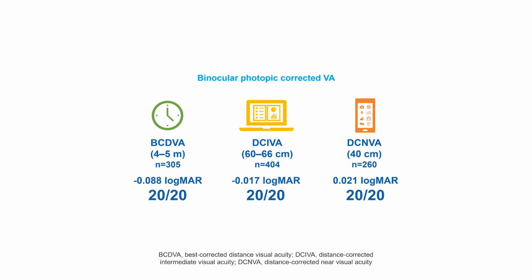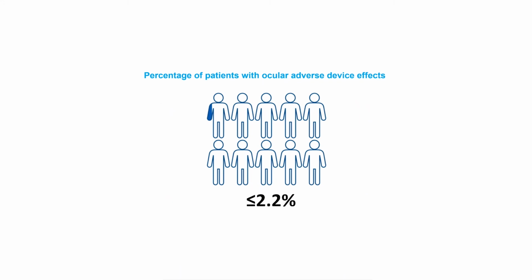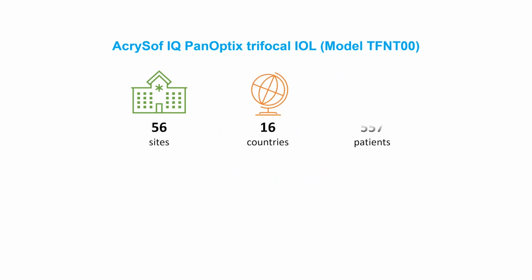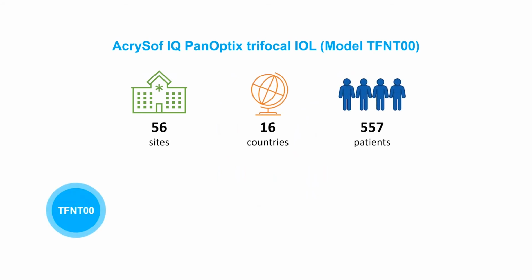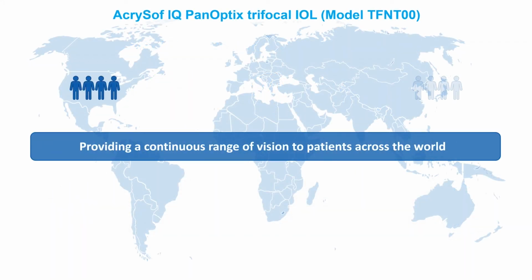In addition, TFNT00 demonstrated a favourable safety profile, with only up to 2.2% of patients reporting ocular adverse device effects following implantation. And so, to recap, in this pooled analysis of 6 studies across 56 sites in 16 countries involving 557 patients, the trifocal IOL TFNT00 provided a favourable safety profile and achieved distance-corrected vision of 20/20 or better at distance, intermediate, and near for patients of different ethnicities, thereby providing a continuous range of vision to patients across the world.